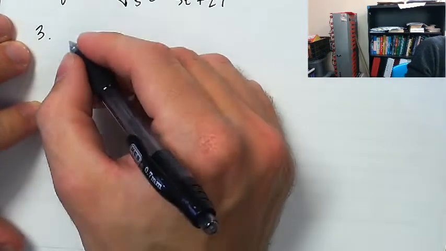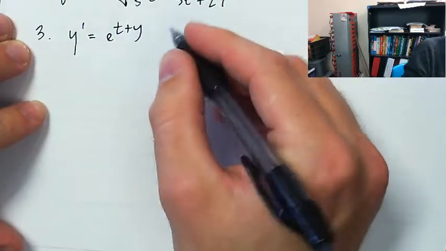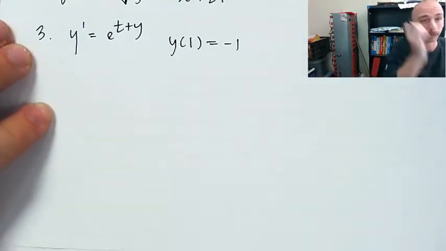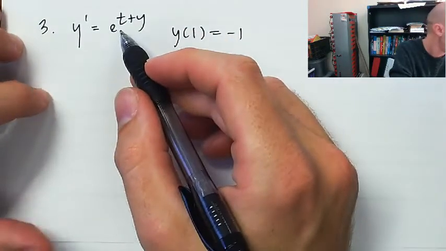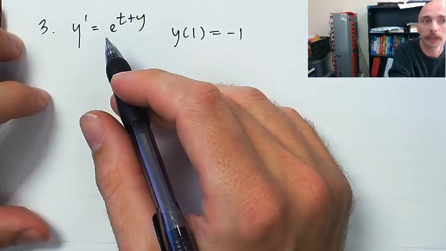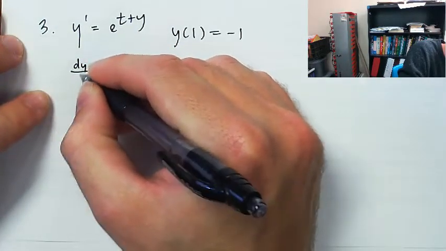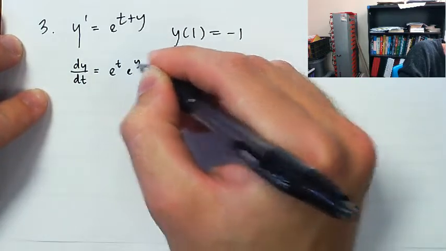Find a particular solution to y prime equals e to the t plus y with y of 1 equals negative 1. All right, so the first thing we need to do is use an algebra property: x to the a times x to the b is x to the a plus b. Okay, so I can undo this and say dy/dt is equal to e to the t, e to the y.